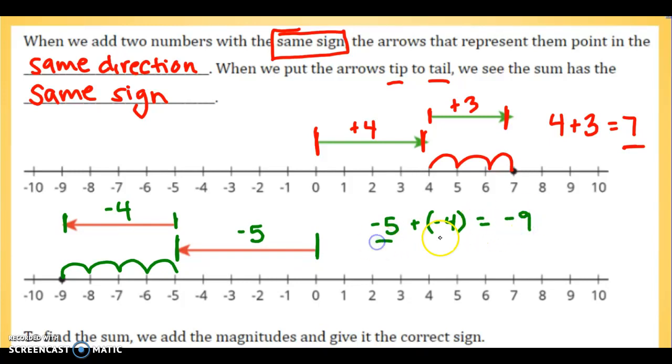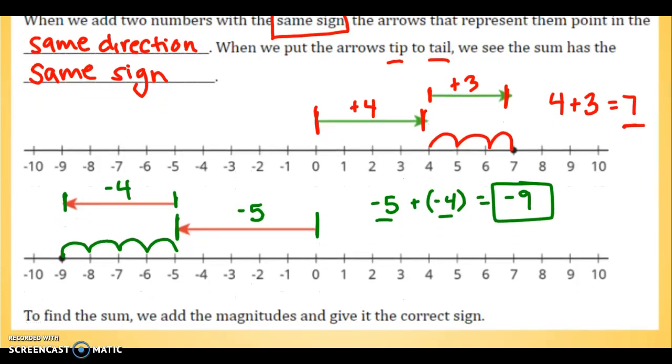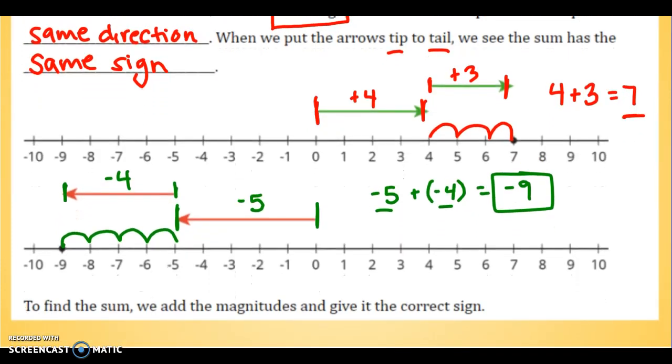We just added 5 and 4 together like we would add two positive numbers together, and we got a -9 as our final answer. So to find the sum, we just have to add the magnitudes, which is just a big word for the value of the number, and give it the correct sign. That's if the signs are the same, both positive or both negative.